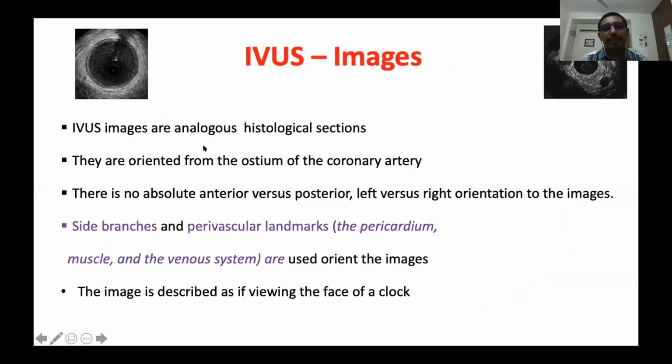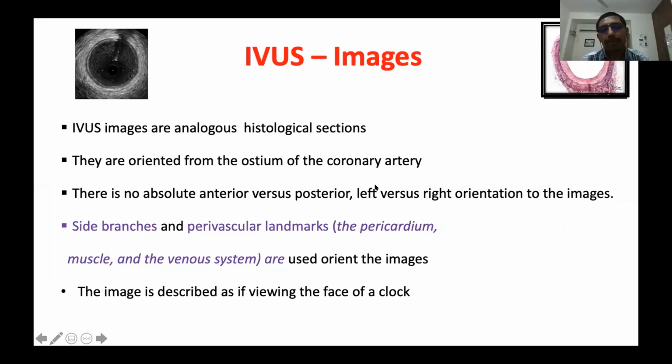Now some of the basics about the ultrasound image. The ultrasound images are analogous to histological sections. They are similar to histology, but not as high resolution. Histology has about 1 micron resolution, and IVUS has about 150 to 200 micron resolution. But the tomographic images are similar to histological sections.